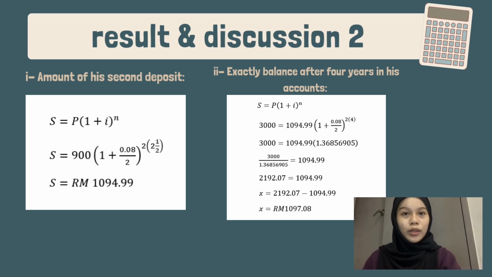3,000 equal to 1,094.99 multiplied by 1.36856905, and 3,000 divided by 1.36856905 equals 2,192.07. After we total up, we got 2,192.07 equal to 1,094.99 plus x. Next, x equal to 2,192.07 minus 1,094.99. For the final answer, we got x equal to 1,097 ringgit 8 cents.